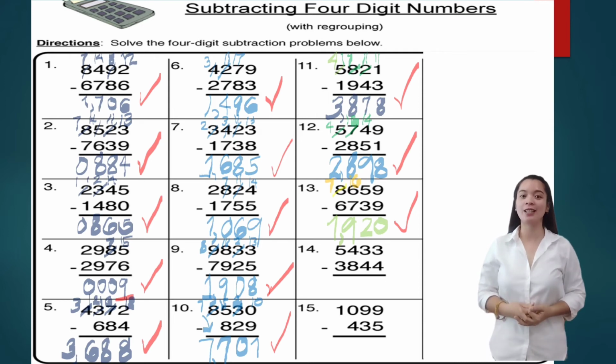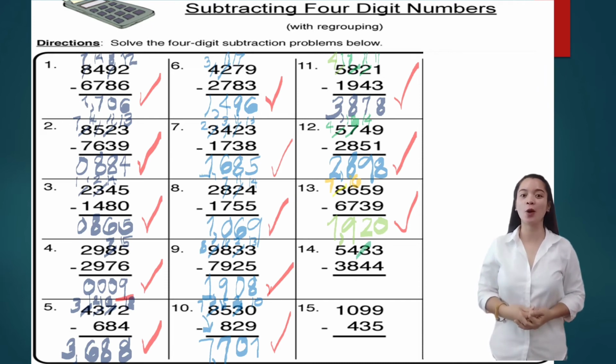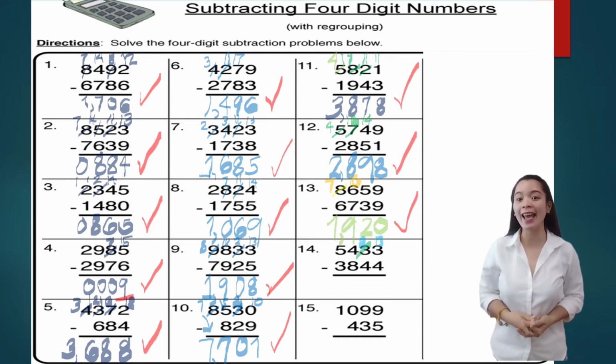We have 5,433 minus 3,844. So let's answer. We have 3 minus 4 cannot be, so let's borrow from 3. So 3 becomes 2, and the 3 here becomes 13. So 13 minus 4 equals 9. 2 minus 4 cannot be.